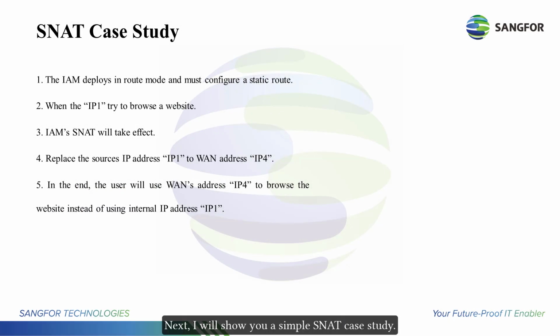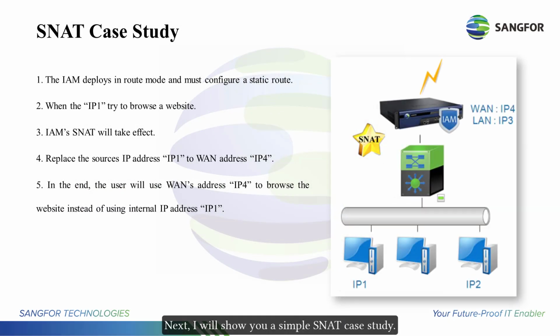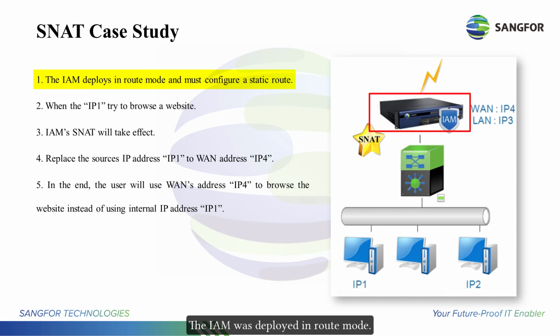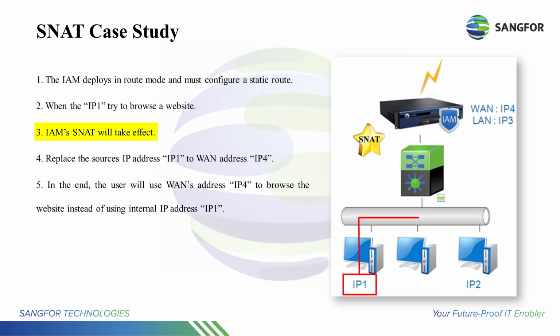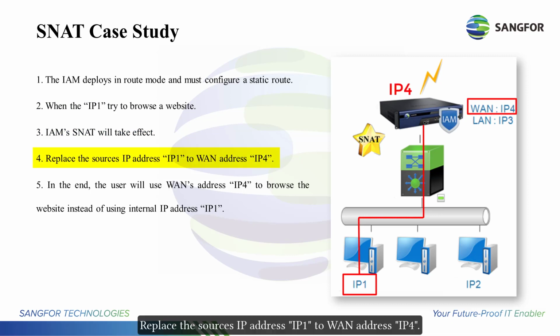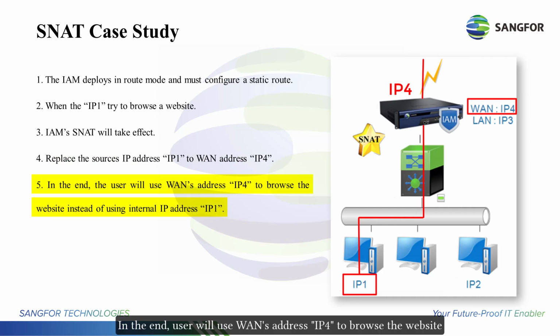Next, I will show you a simple SNAT case study. The IAM was deployed in root mode. To use SNAT, you must configure a static route. When IP1 tries to browse a website, SNAT will take effect. It replaces the source IP address IP1 with one address, IP4. In the end, the user will use the one address IP4 to browse the website instead of using the internal IP address IP1.